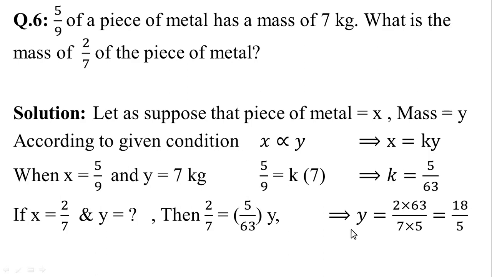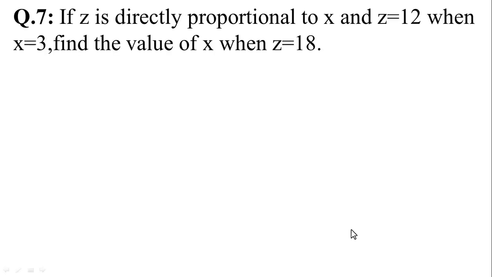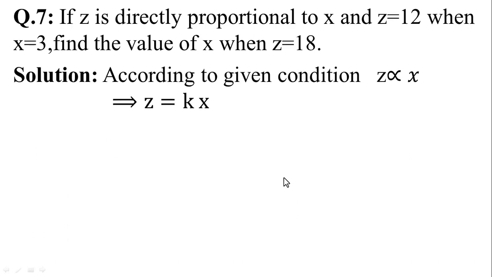Then we will move toward question number 7. In question number 7, z is directly proportional to x, and the value of z is equal to 12 and x is equal to 3. Find the value of x when z is equal to 18. Now, according to the given condition, z is directly proportional to x. Removing the sign of proportionality, z is equal to kx.